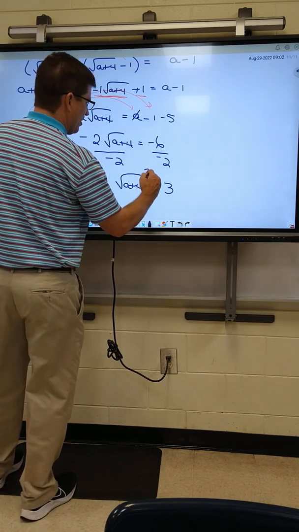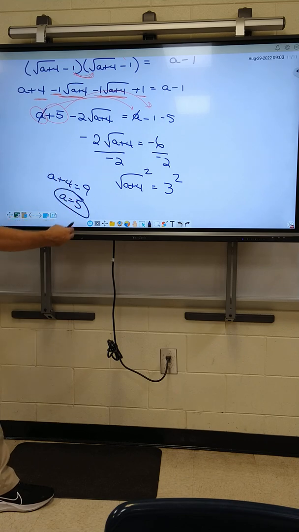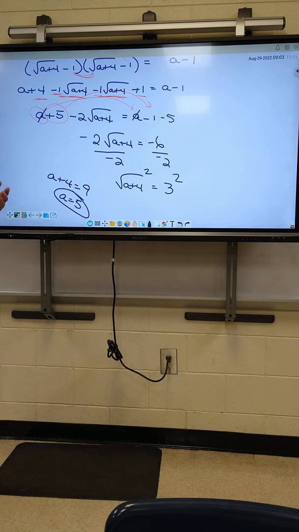Square it. So I square it and I square it. So I got a plus 4 equals 9. Move it over. All right, I got what Lila's got. I got 5. So again, really long problem.